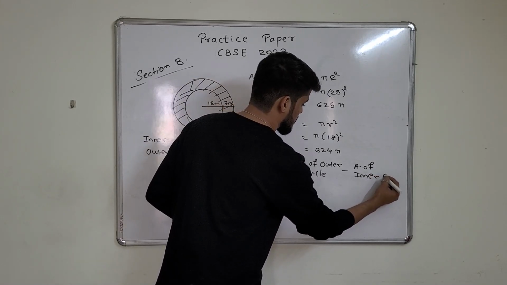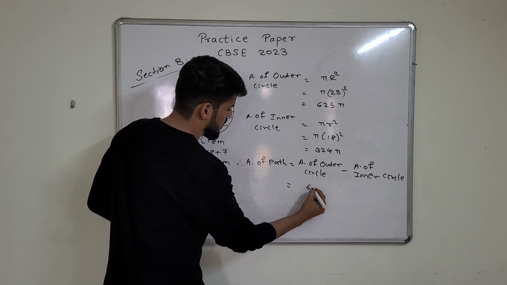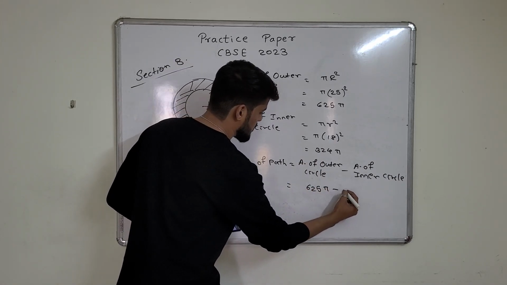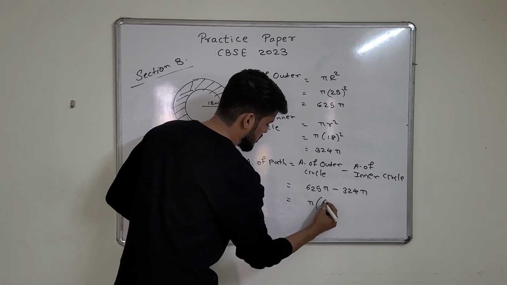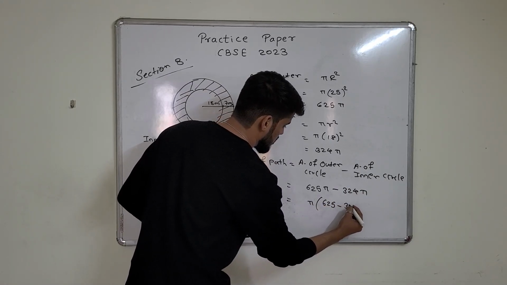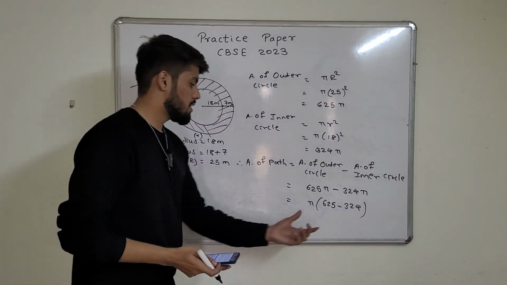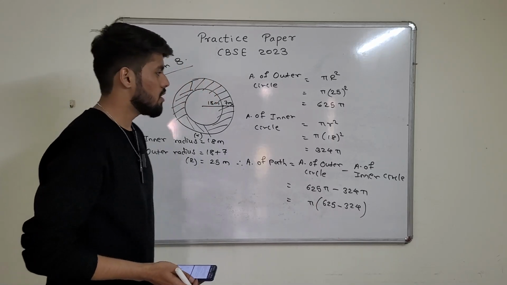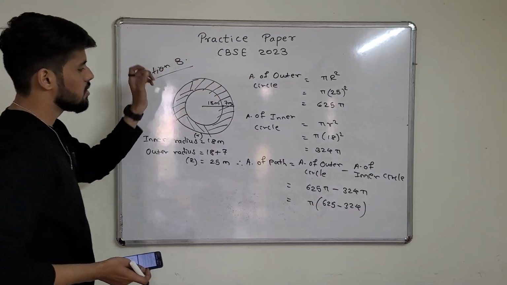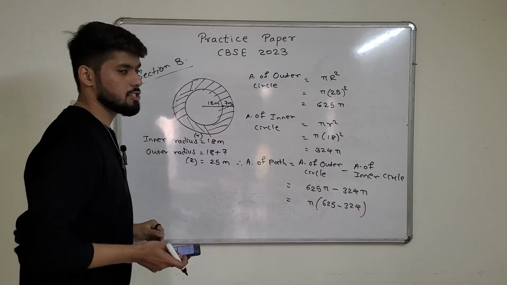Okay, just substitute the values. 625 pi minus 324 pi equals pi common, 625 minus 324. Now just take the subtraction, multiply it with pi, and you will get the answer. Okay, I hope that much solution is okay. Let's go to the next question.